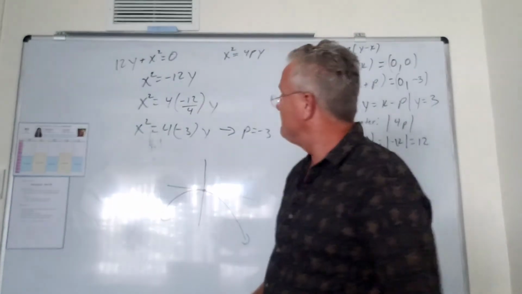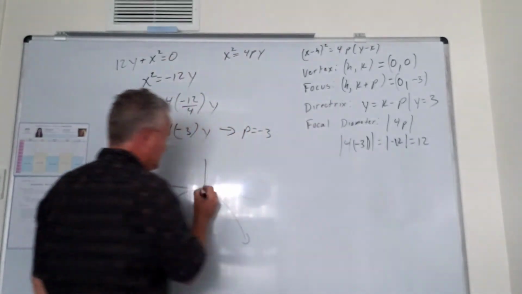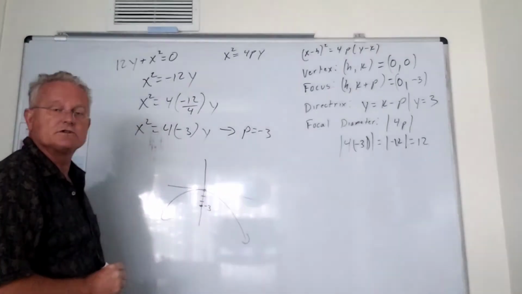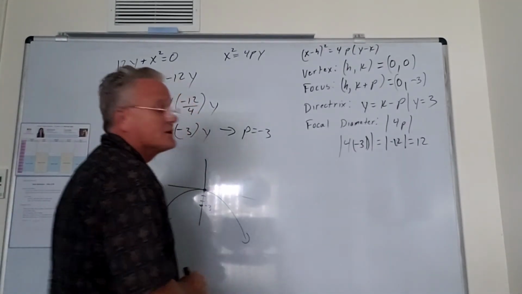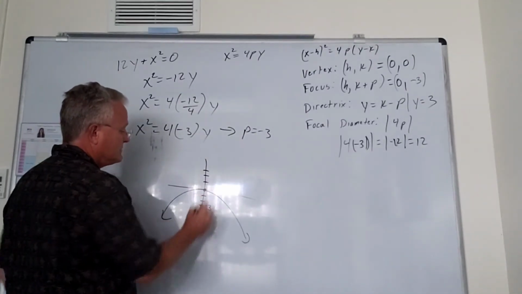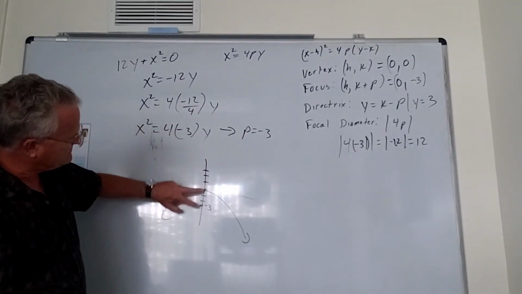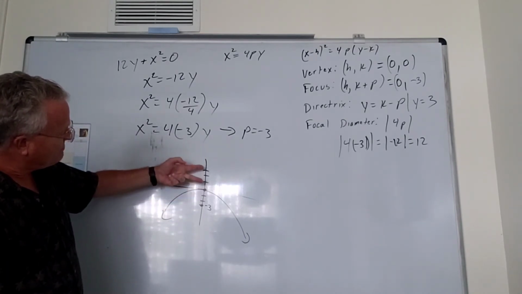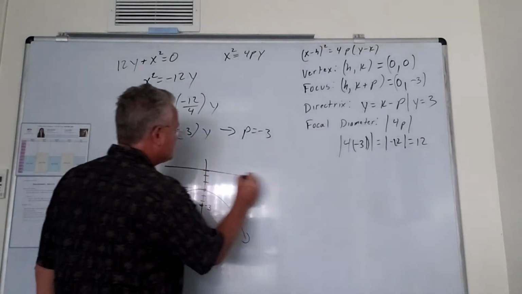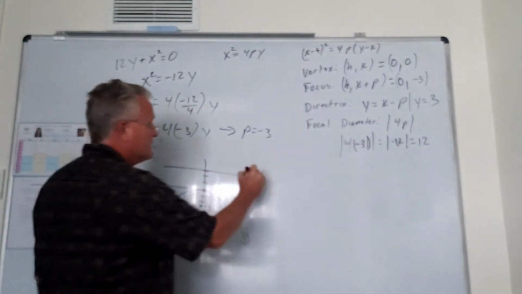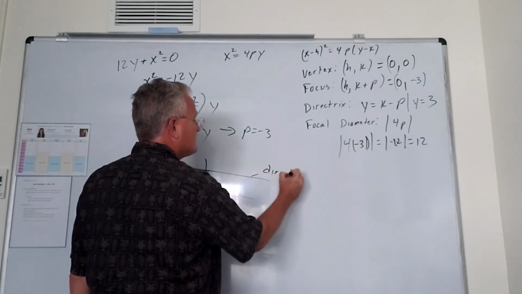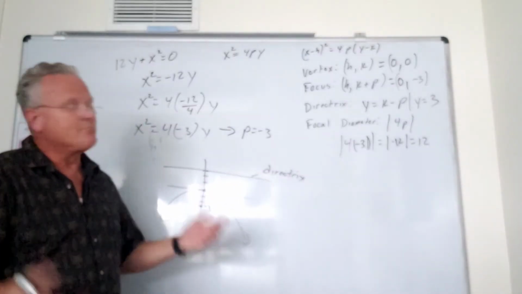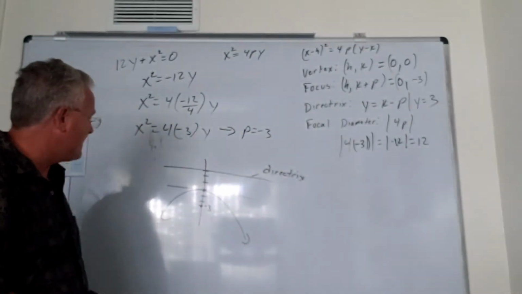So that's 0, 0. What is the focus? It's 0, negative 3. 1, 2, negative 3. Right here is the focus. What is the directrix? y equals 3. 1, 2, 3. It's always going to be a mirror image of this, the same distance. The graph of y equals 3 is just a straight line. This line is the directrix. And the focal diameter is a number equal to 12.